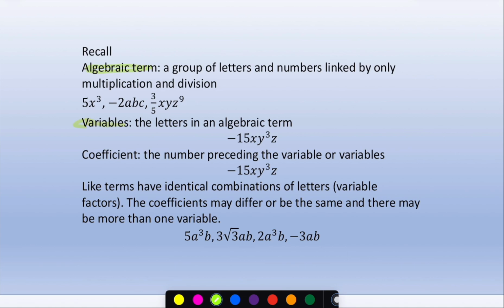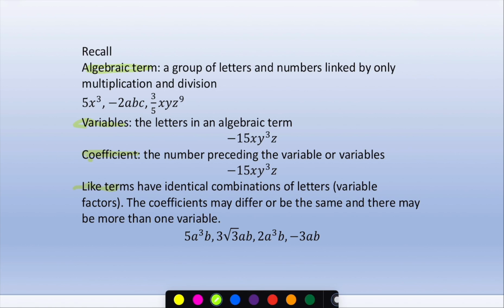Variables are the letters in the algebraic terms, those unknown values. Coefficients are the numbers preceding the variable or variables. Now remember, if you just see an x, the coefficient is technically a 1. If you see a negative x, the coefficient is -1. So sometimes there's a coefficient that you don't really see.